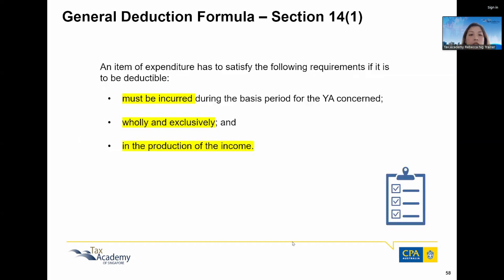Okay, just now we mentioned that there are three things in the general Section 14(1) deduction formula. It must be incurred during the basis period for the year of assessment concerned. It must be wholly and exclusively, and in the production of the income.